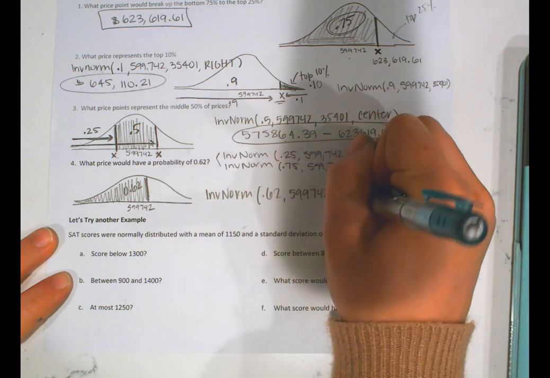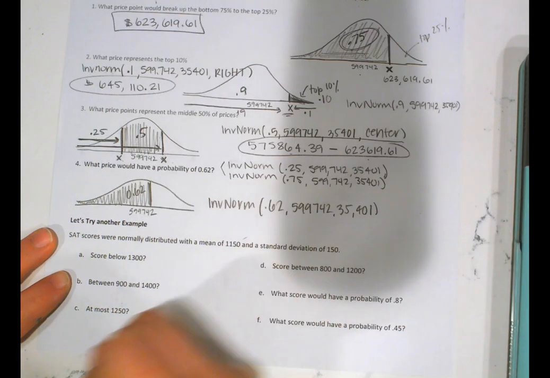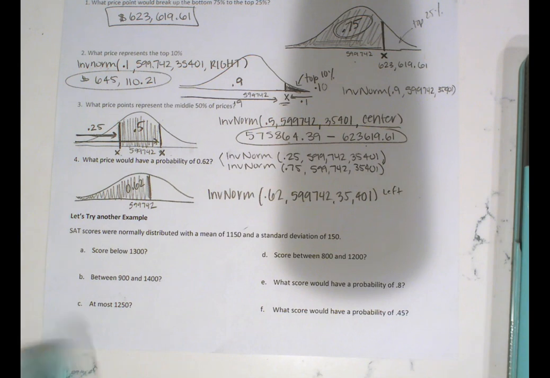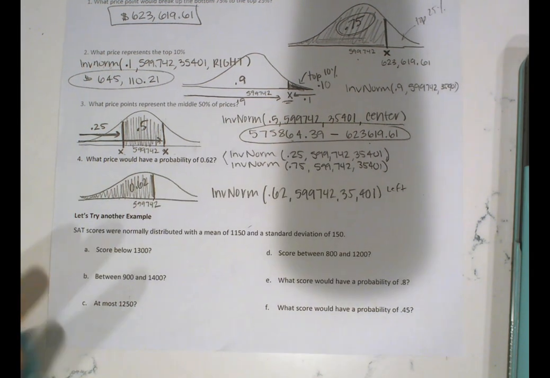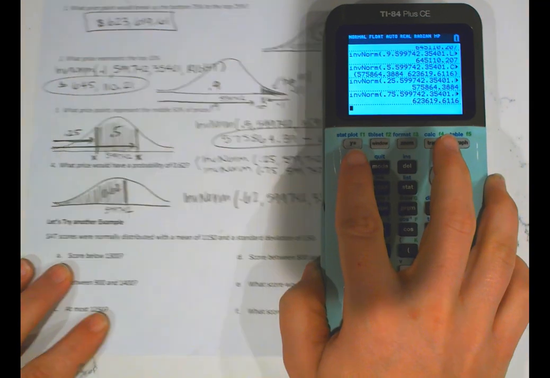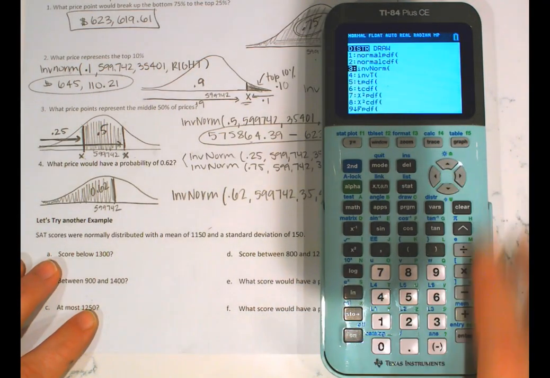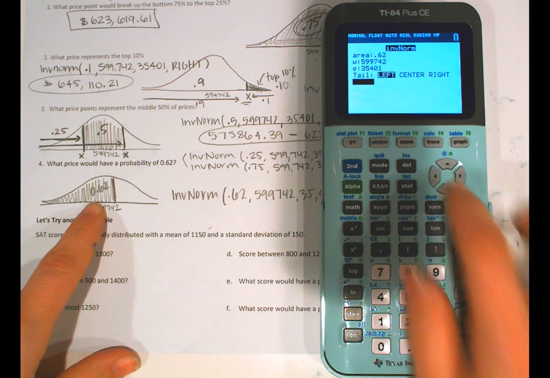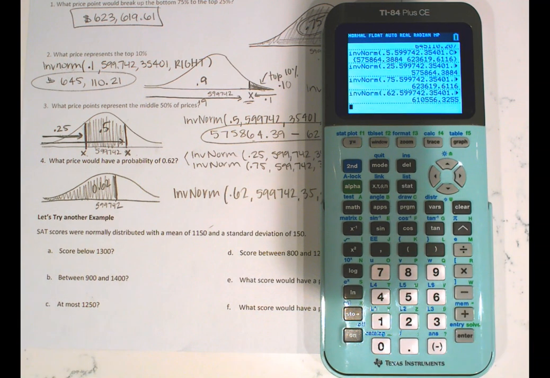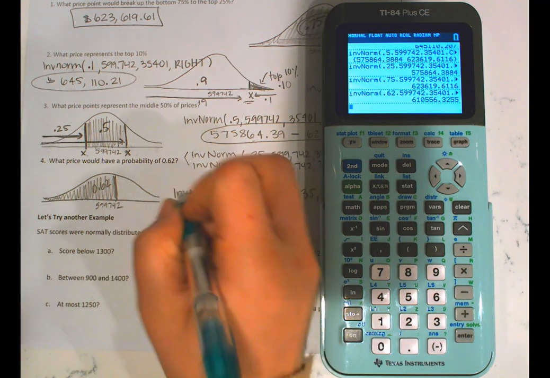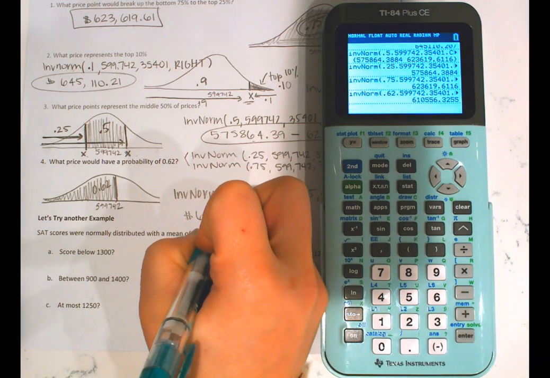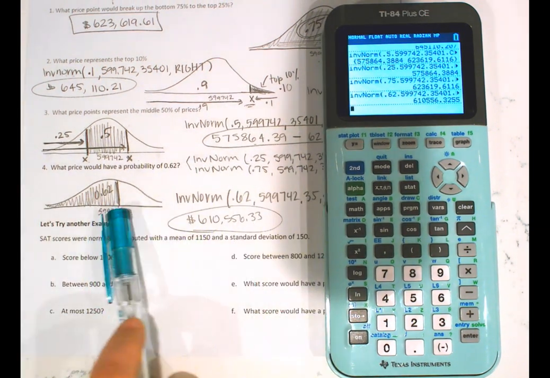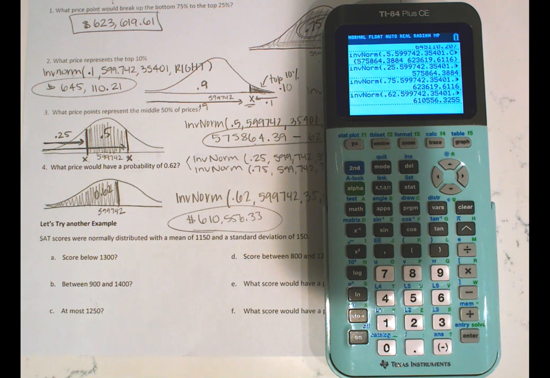The mean is 599,742, standard deviation 35,401. And then I'm coming from the left. Some of you, make sure you specify on your calculator so you get to that correct location here. So on our calculator, second vars, my area is 0.62, mean, standard deviation, coming from the left. And I get that the cutoff value is 610,556.33. So that value would give us a probability of 0.62.